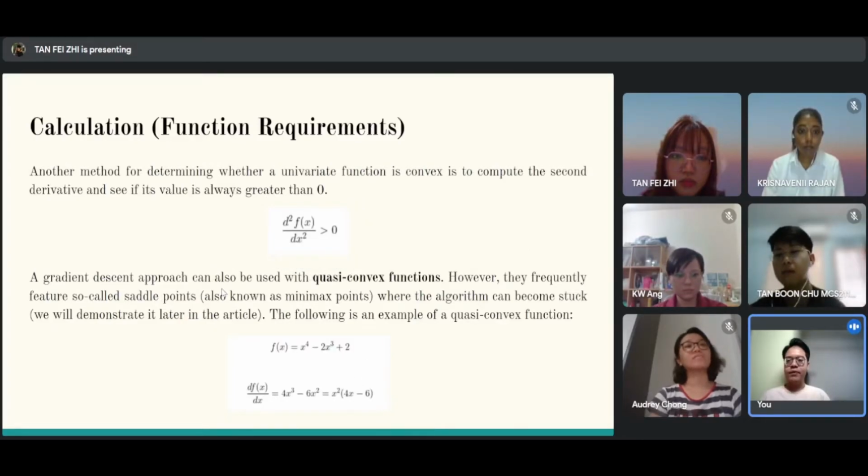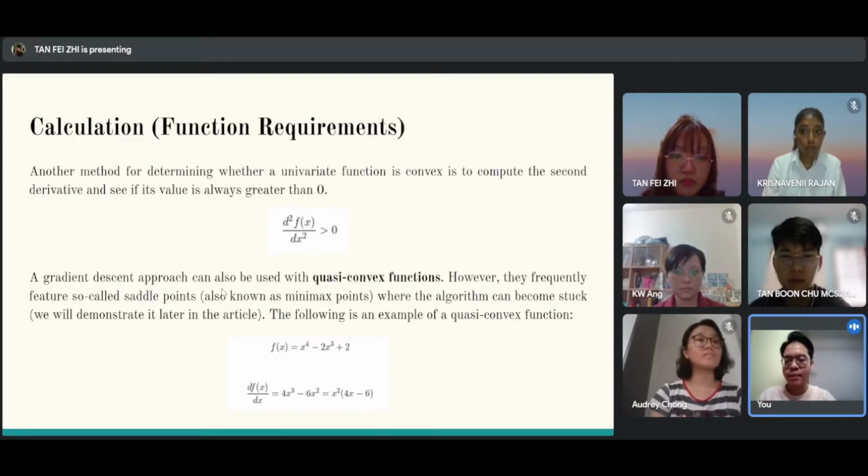Okay, another method for determining whether a univariate function is convex is to compute the second derivative and see if its value is always greater than 0. As we can see from the formula, d squared f(x) divided by dx squared is greater than 0.